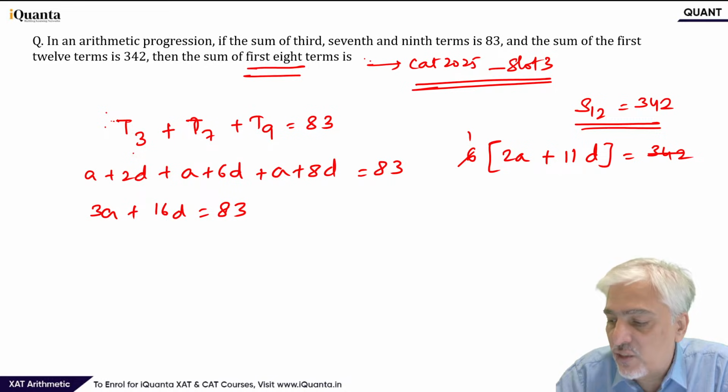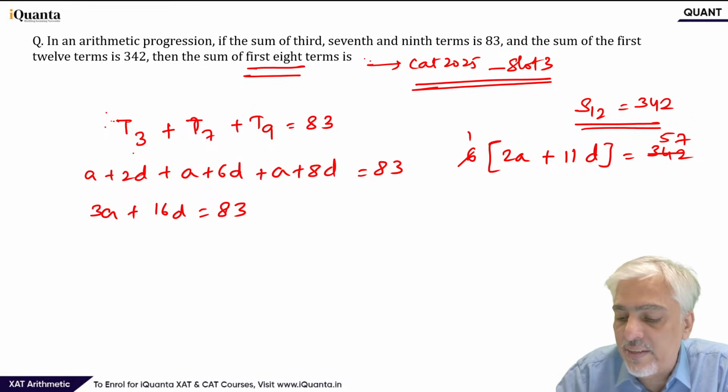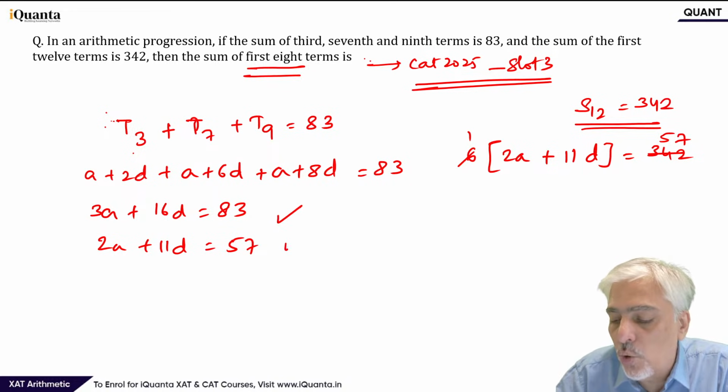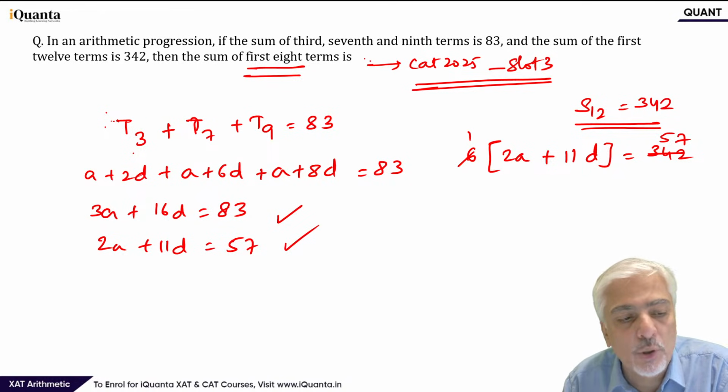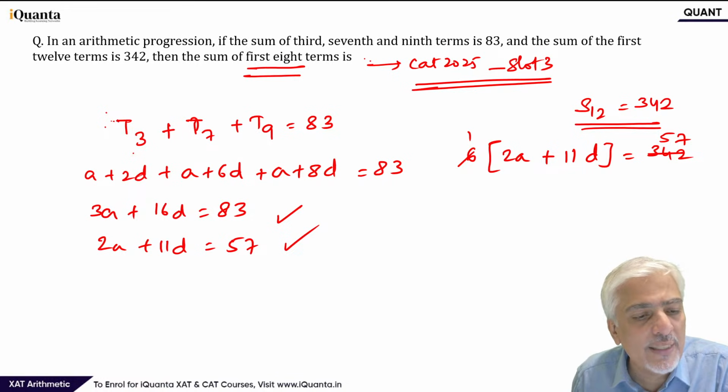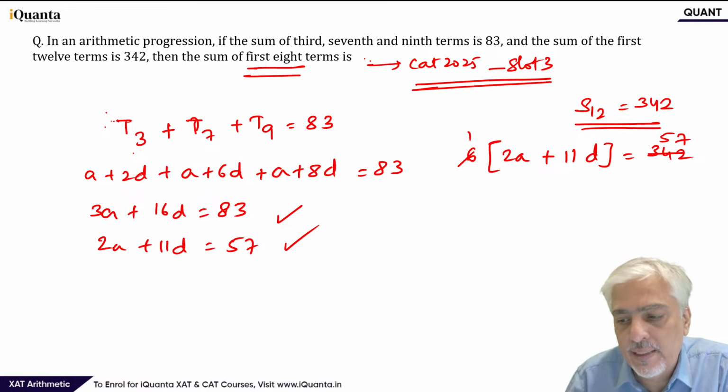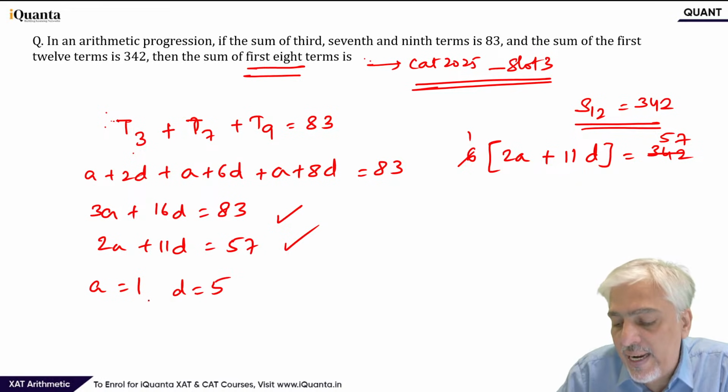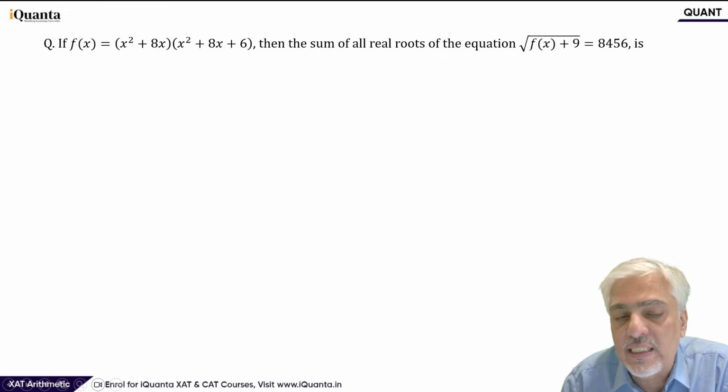6 ones are 6, 6 fives are 30, 6 sevens are 42. So the second equation is 2A plus 11D is 57. You have two equations. You can find A and D both. I think you're getting A as 1 and D as 5. Right? A is coming out to be 1. I'm not showing the solving. D is coming out to be 5. What do you want to find? Sum of the first 8 terms.